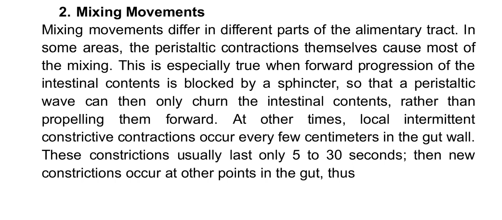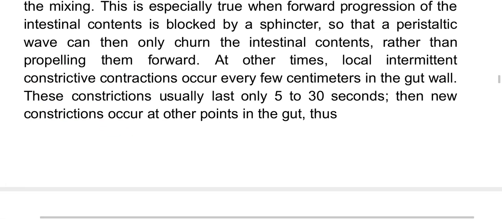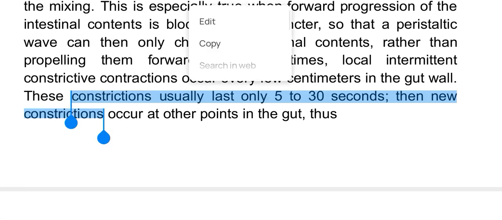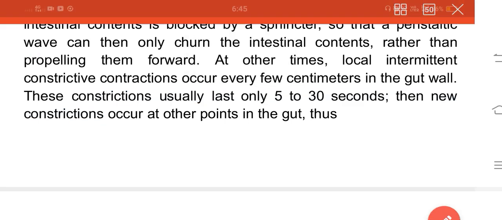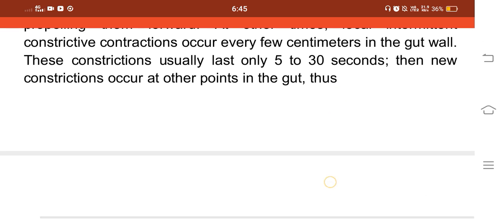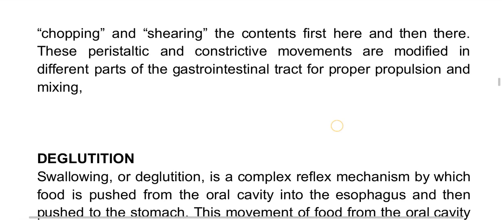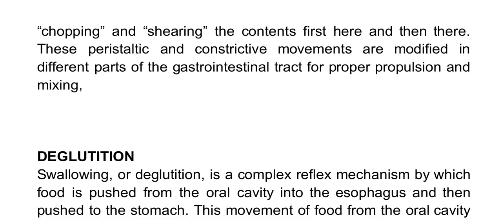At other times, local intermittent constrictions occur every few centimeters in the gut wall. These constrictions usually last only 5 to 30 seconds, then new constrictions occur at other points in the gut. This results in chopping and shearing of the contents first here and then there. These peristaltic and constrictive movements are modified in different parts of the gastrointestinal tract for proper propulsion and mixing.